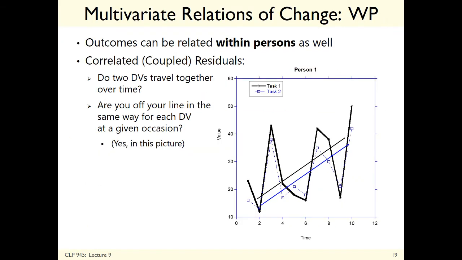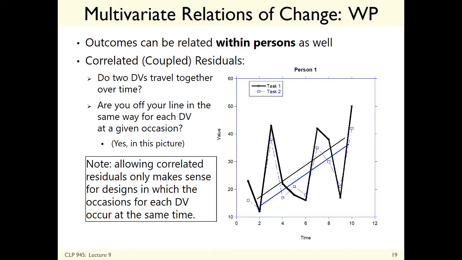We can also have level 1 associations. So this is the idea of variables traveling together over time after controlling for growth. If I have my black DV and my blue DV here, they're very, very noisy, but on the whole, they're both going up. But if we look at how they go together in the residuals, on occasions where you are higher than predicted by your own growth trajectory on one variable, are you also higher than predicted on the other? So this is what this type of picture illustrates. There is an association beyond just the fact that both of these are going up. They are tied together.